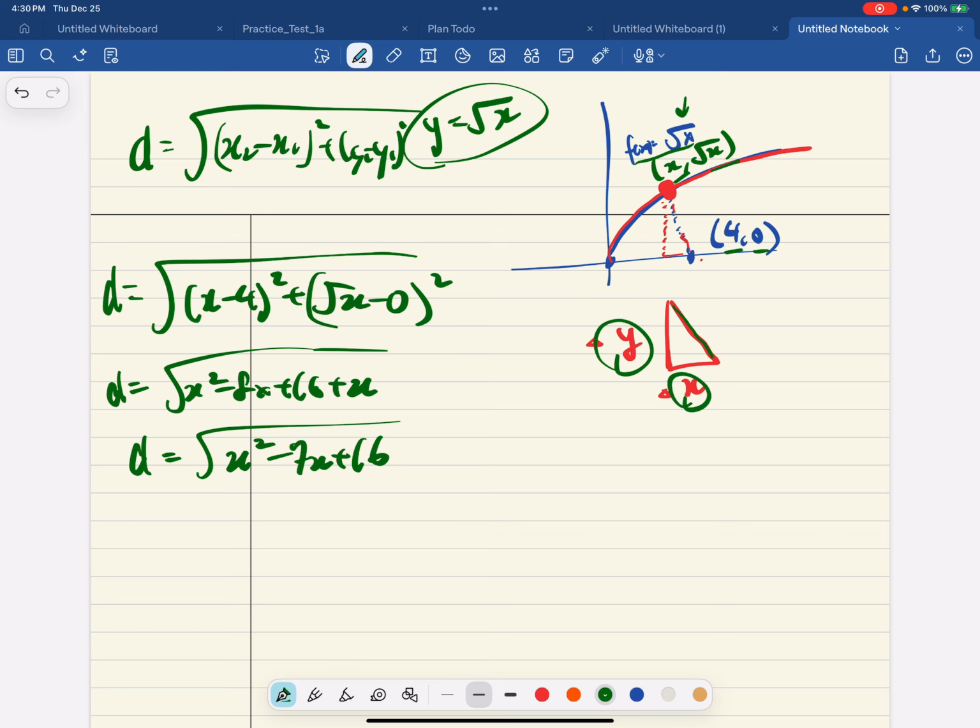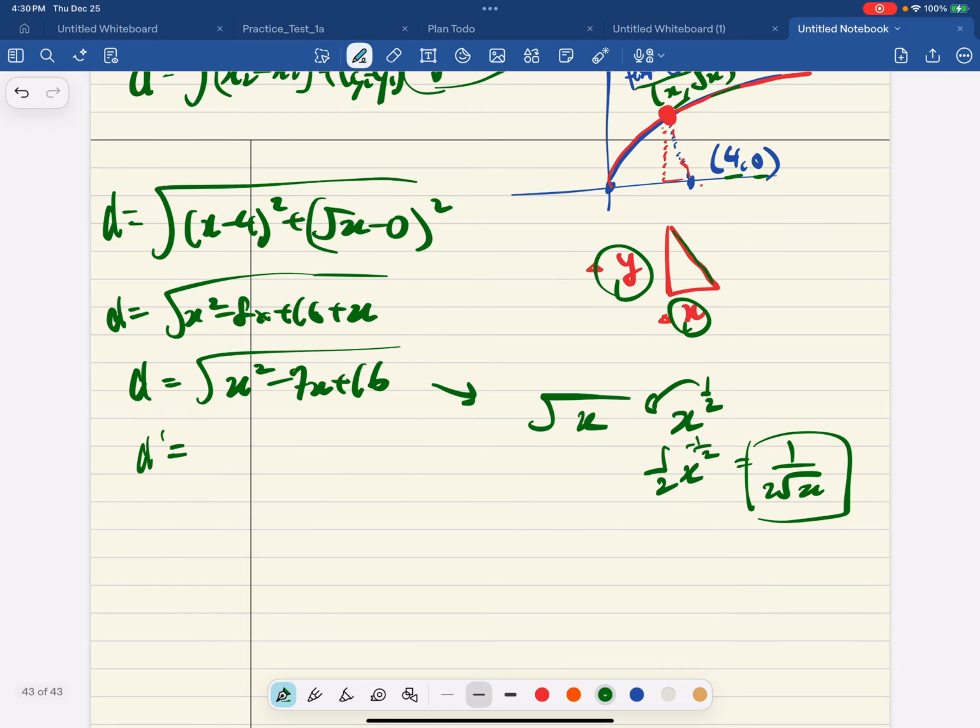Oh, I forgot to explain deriving a root in the previous video, but root basically means x to the power of 1 over 2, so just the power rule: x to the 1 over 2 minus 1, so that's going to give a minus 1 over 2, which is equal to 1 over 2 root of x. That's something I didn't cover in the first unit. So then we'll have x squared minus 7x plus 16.